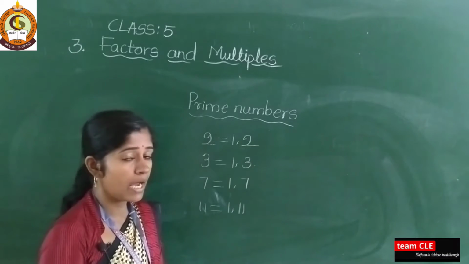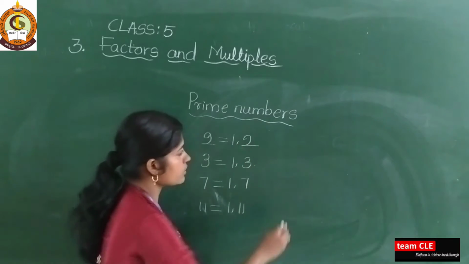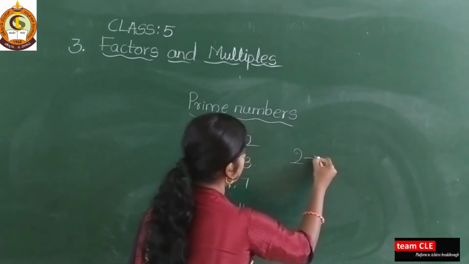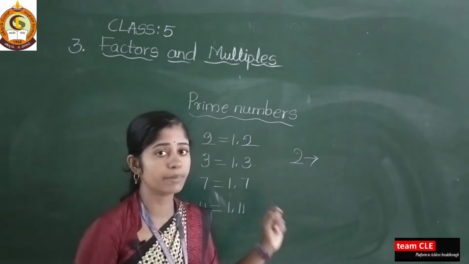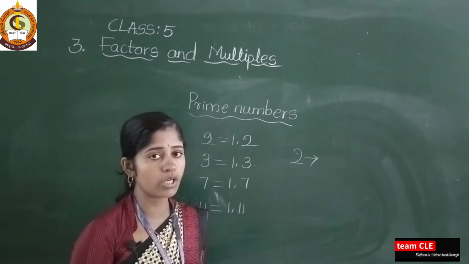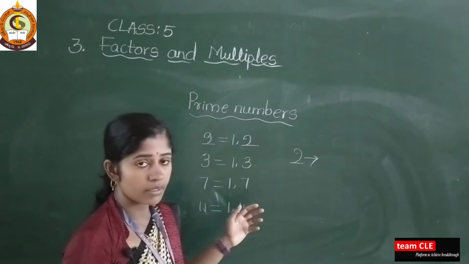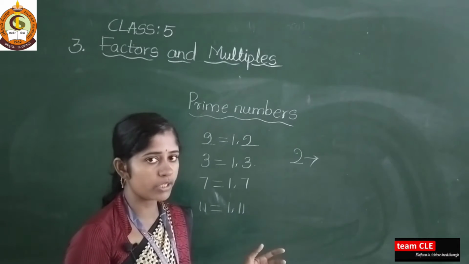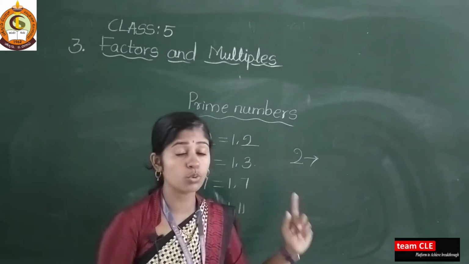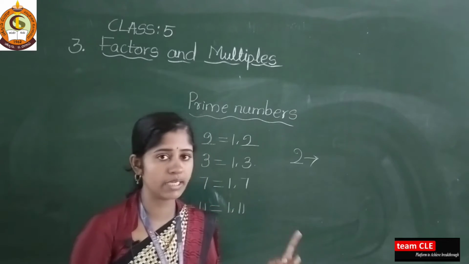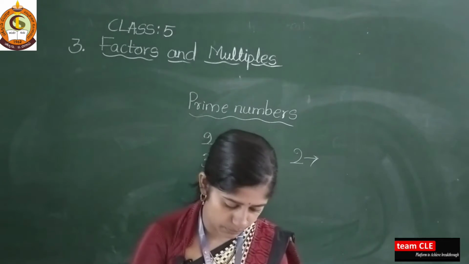Very important, and one more thing I would like to say: 2 is the only even prime number. The remaining prime numbers are all odd numbers. Almost all odd numbers are prime numbers, except 2, which is the only even prime number. So this is about prime numbers.